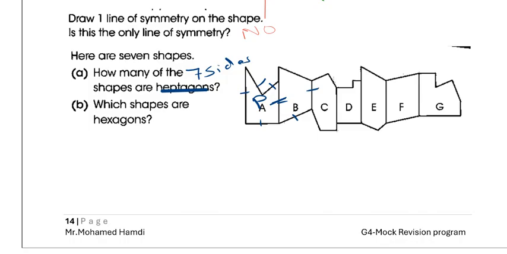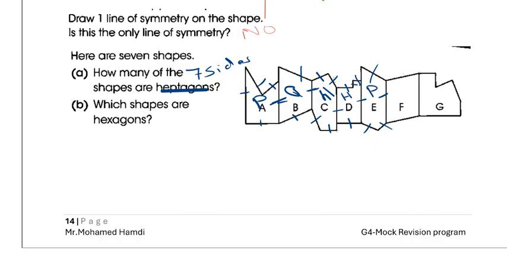Let's count for C. 1, 2, 3, 4, 5, 6. C is a hexagon. Let's count for D. 1, 2, 3, 4, 5, 6. D is a hexagon also. Let's count E. 1, 2, 3, 4, 5. E is a pentagon. Let's count F. 1, 2, 3, 4. Quadrilateral.